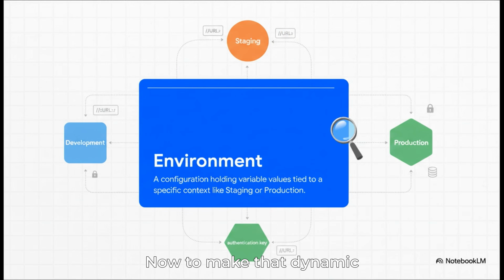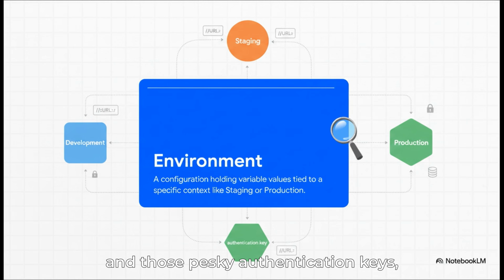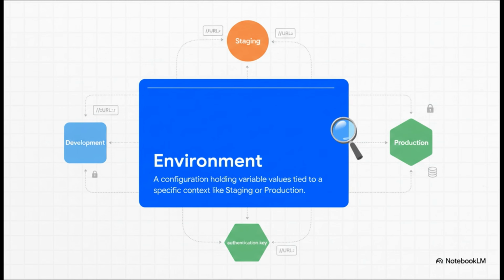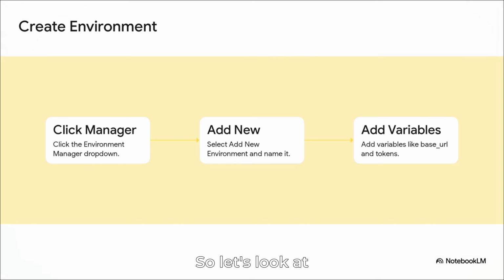Now, to make that dynamic variable actually work, we've got to understand the foundational concept of an environment. Think of an environment as a flexible container. It holds a very specific set of variable values, like your base URLs, your database IDs, and those pesky authentication keys, and it ties them all to a distinct context. So you can have a development container, a staging container, and a production container. Your actual API requests stay exactly the same, but by simply swapping out the container, those requests are going to execute against entirely different systems. It's like magic. So let's look at exactly how to set this up in the Postman interface.